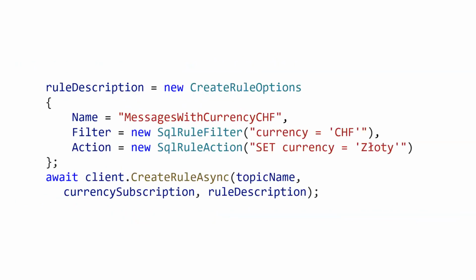And here I'm using a SQL filter where I say messages with currency Swiss francs. So whenever the currency is set to Swiss francs, then I'm going to degrade, to make fun of my Polish colleagues, to the currency zloty, because as you probably know, if you're not aware, Swiss francs is the stronger currency than zloty.